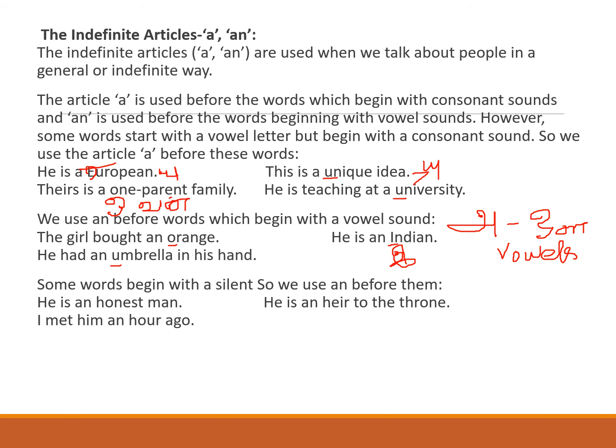Some words begin with a silent letter, so we use an before them. For example, here, H is silent. He is an honest man. H is silent. I met him an hour ago. An hour ago.